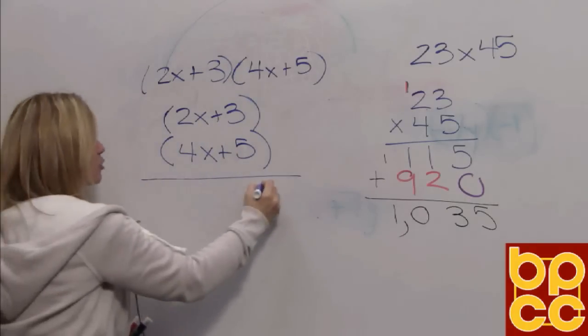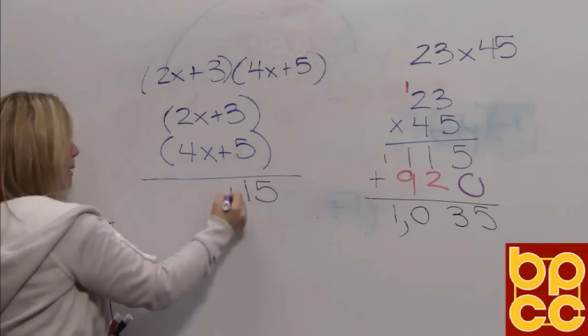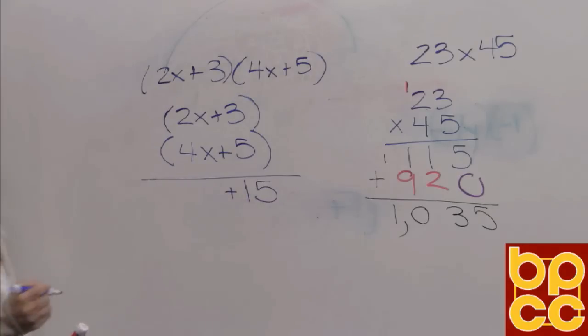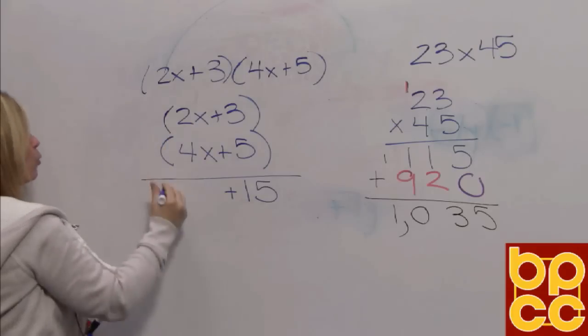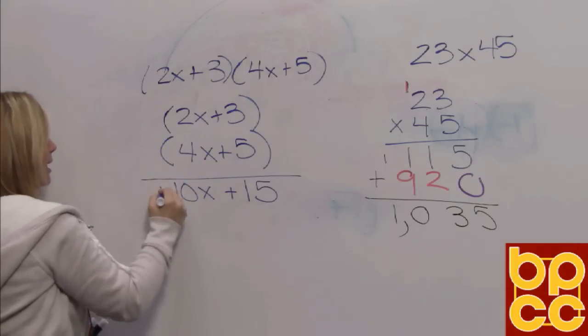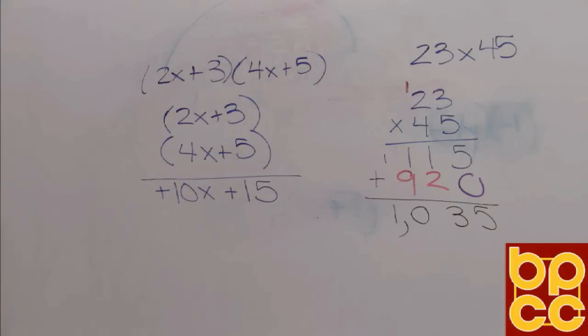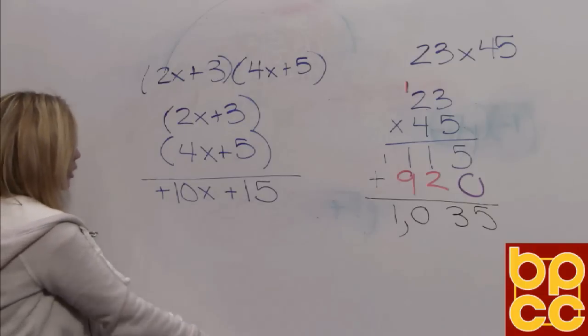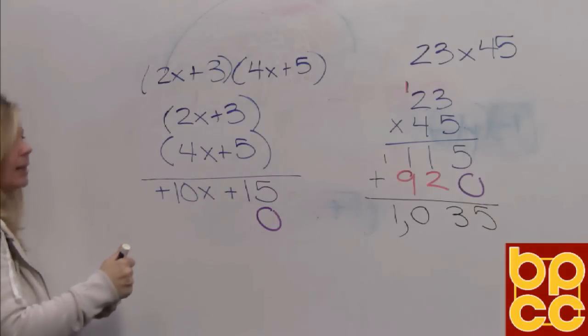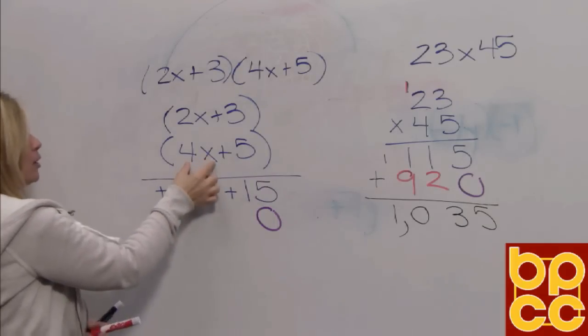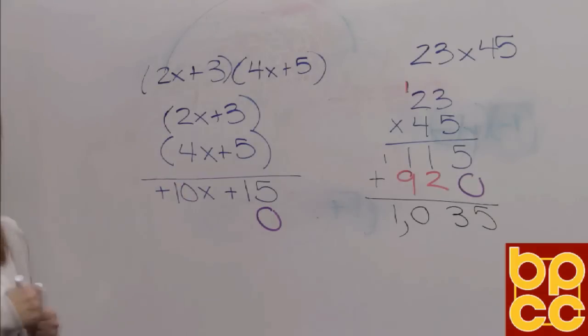The great thing is there's no carrying. You just write positive 15 down. But you're not done. You're going to distribute again. 5 times 2x would make 10x. And it's also positive. Now, just like 3rd grade, you'll put your placeholder. We're done with the digit 5. Now we're going to move to 4x and do the same process.